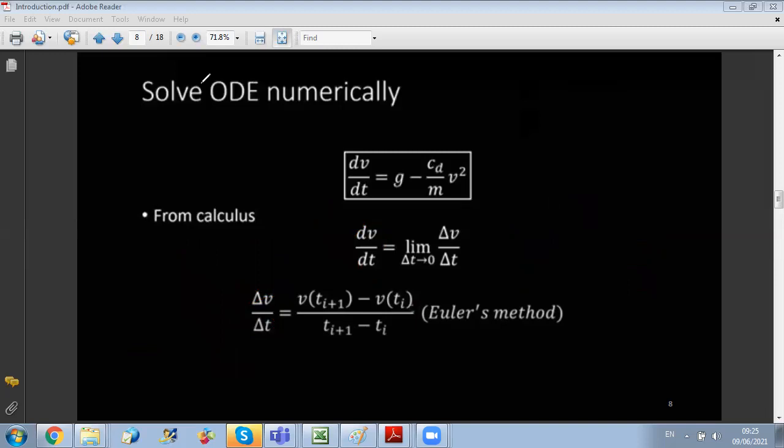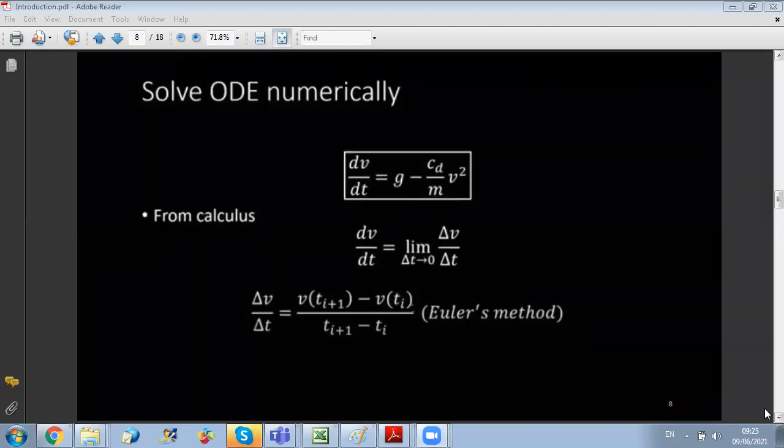To start with, delta V over delta t equals V at t i plus 1 minus V at t i, over t i plus 1 minus t i. This is the forward method, and it is also referred to as Euler's method. Now we will see the different possibilities of writing the derivative term.